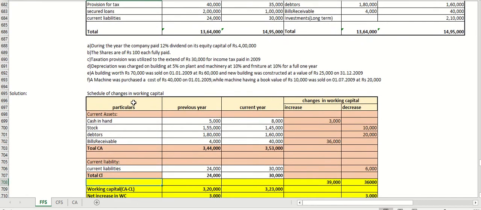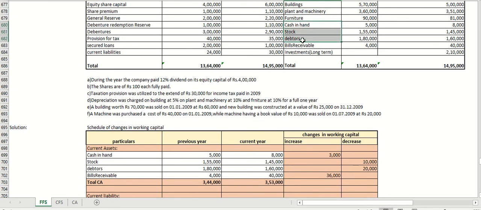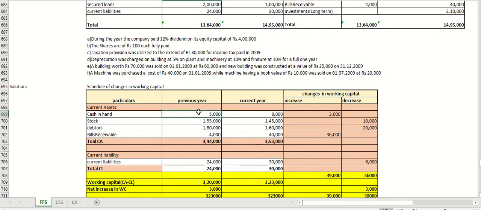So if you see the schedule of changes in working capital, we'll start with the current assets. In the question, cash in hand, stock, debtors, bills receivable are your current assets. So we take up all the current assets. We come up with the same logic, which tells that when current assets increase, your working capital increases. When current assets decrease, your working capital will decrease. So your cash in hand last year is 5 lakh, current year it is 8 lakh. So it is increased, so you will show it in the increase column as 3,000 rupees.